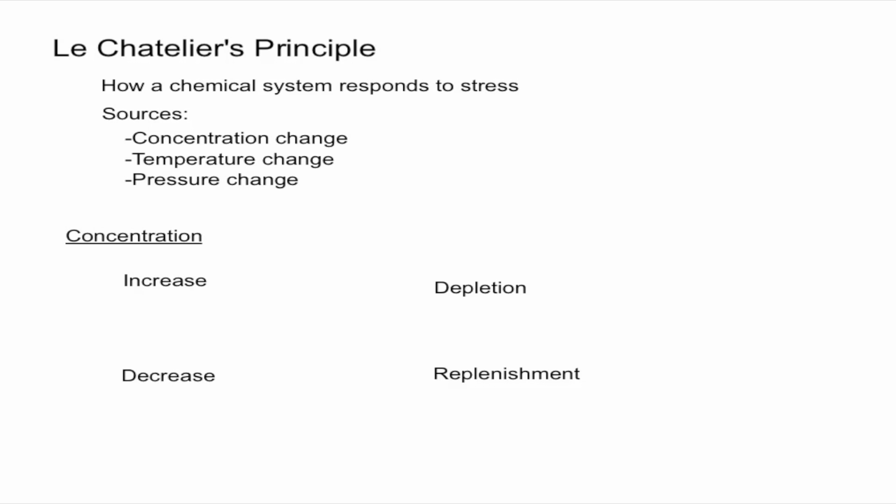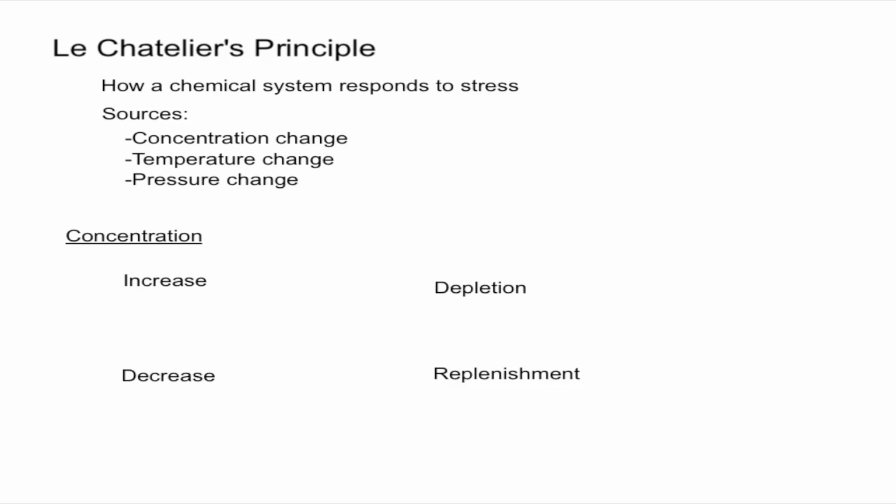In this video, I'm going to talk about Le Chatelier's principle. Le Chatelier's principle basically states how a chemical system will respond to stress. And on a chemical system, there are three main sources of stress, and those are concentration change, temperature change, and pressure change. So a change in any of those three factors will induce stress into the system. I will talk about each source individually, but it follows the same logic.